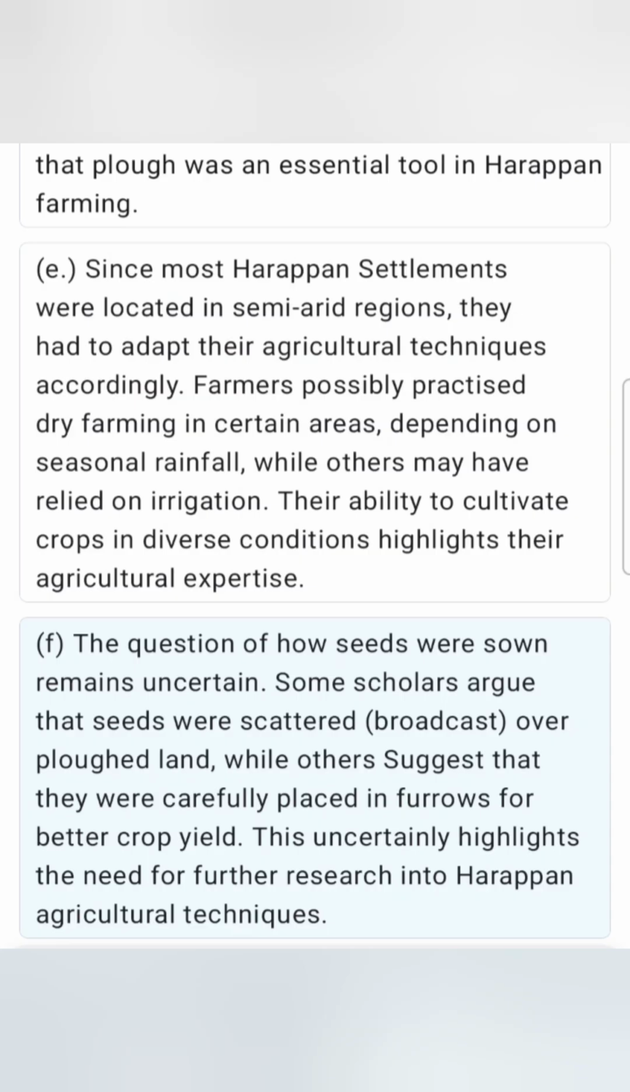F. The question of how seeds were sown remains uncertain. Some scholars argue that seeds were scattered, broadcast, over plowed land, while others suggest that they were carefully placed in furrows for better crop yield. This uncertainty highlights the need for further research into Harappan agricultural techniques.